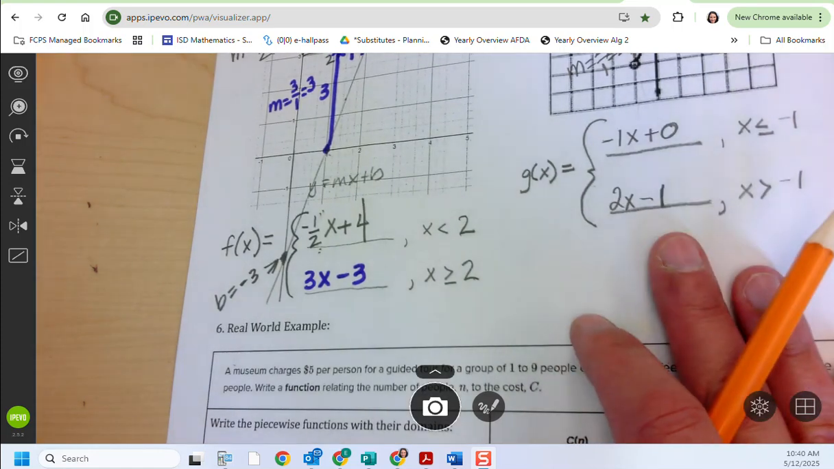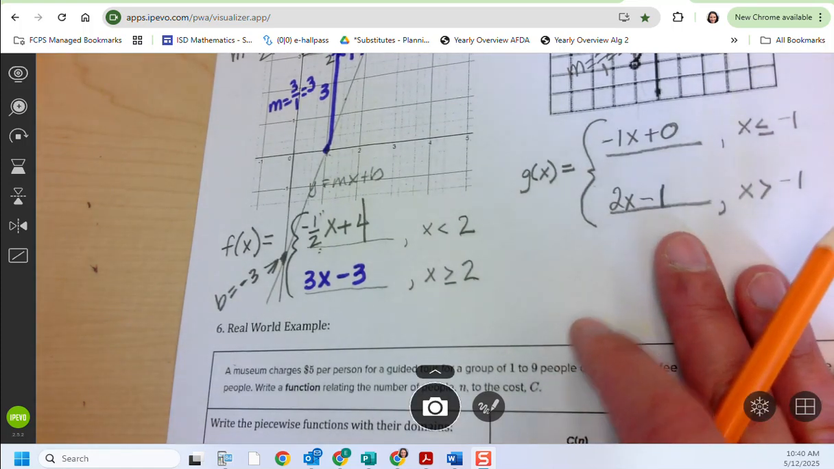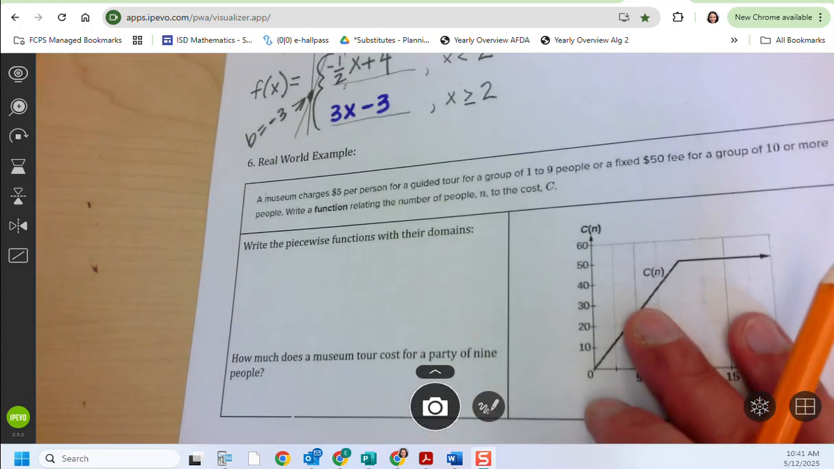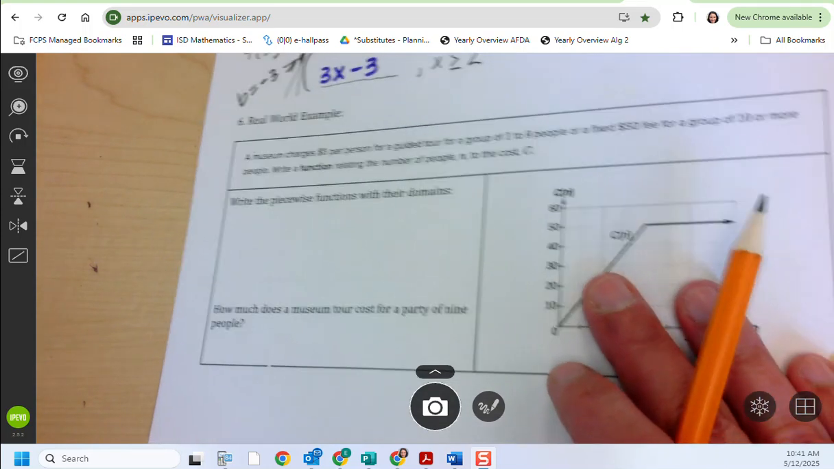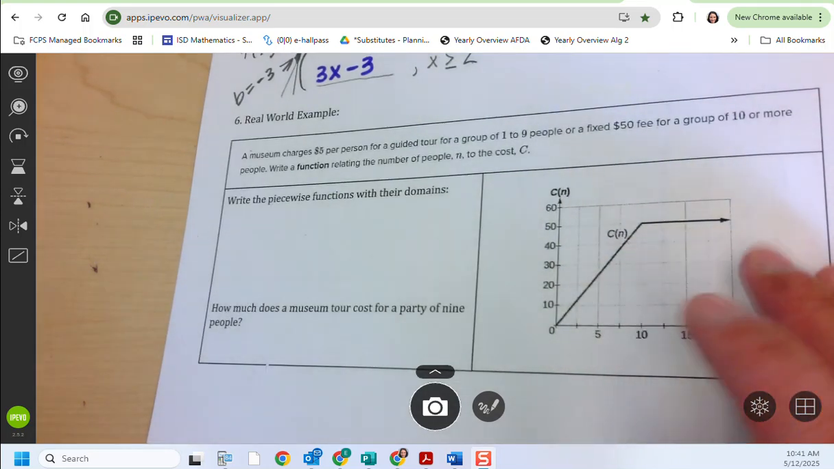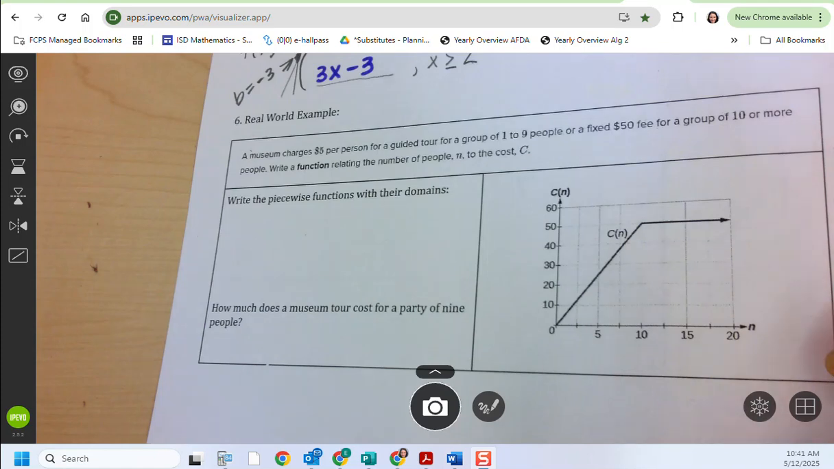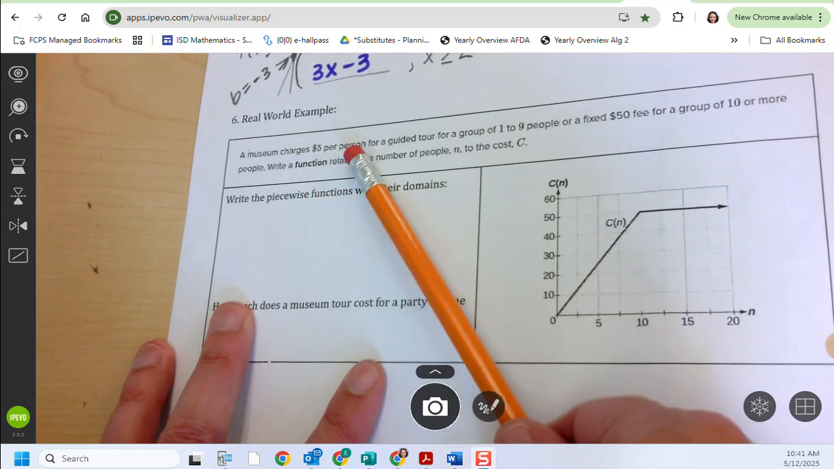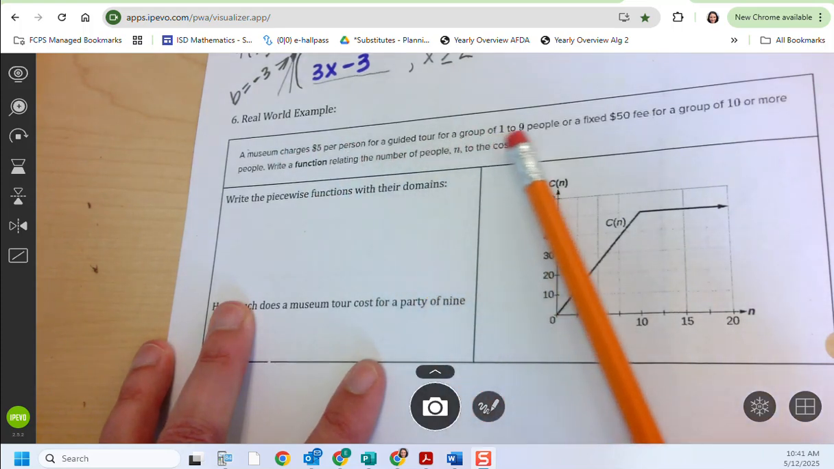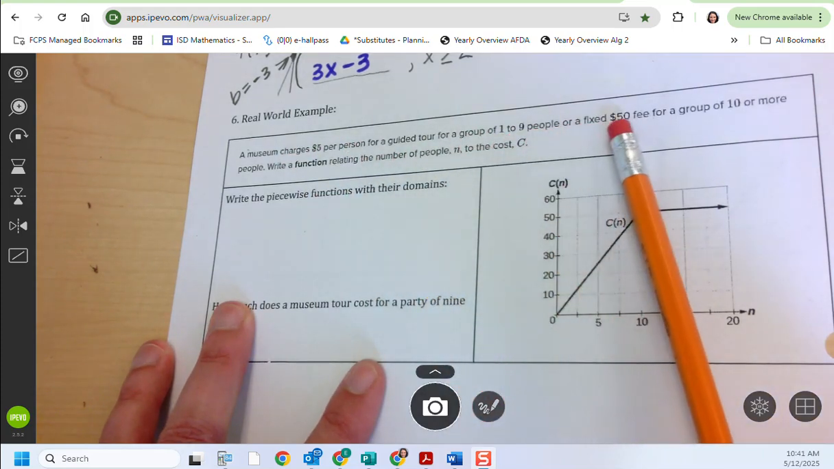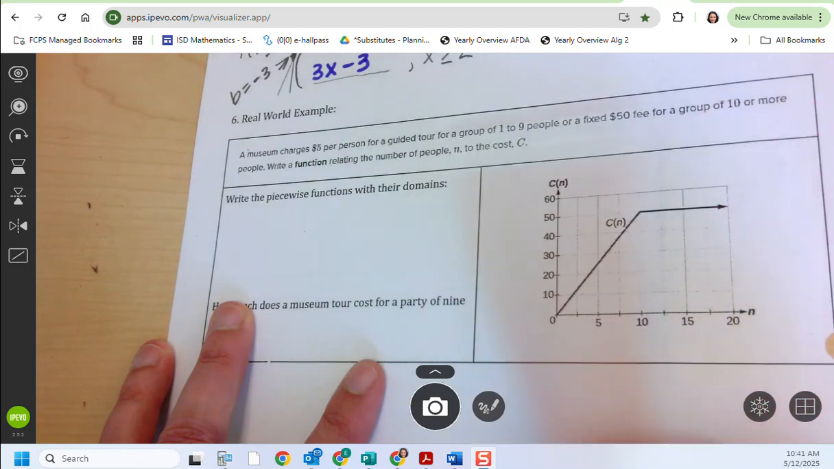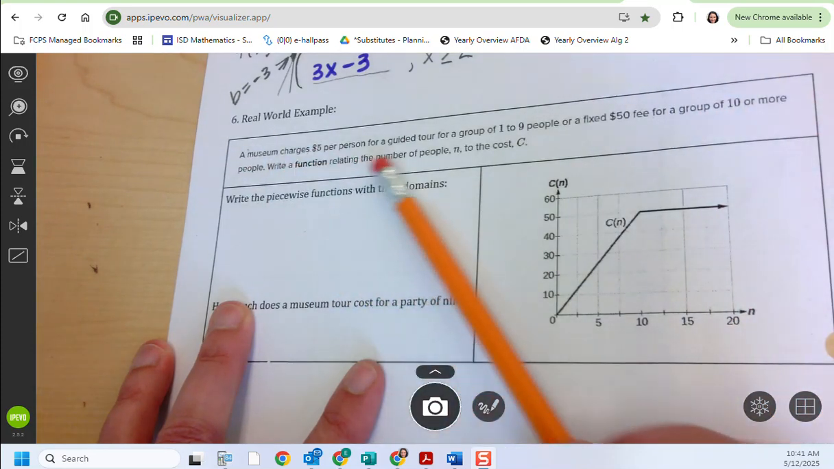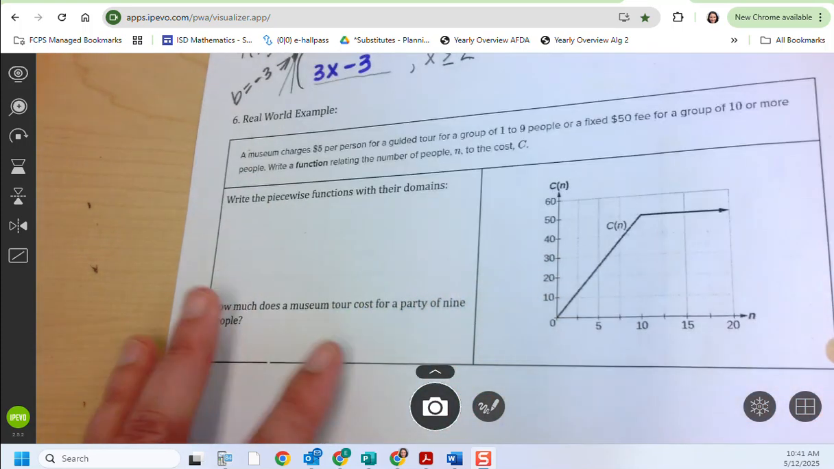Any questions on this before we do the last one? All right, last one. This is not a perfect problem, and that's my fault because I made these notes, but we're going to do it anyway. You guys ready? Okay. A museum charges $5 per person for a guided tour for a group of 1 to 9 people, or a fixed $50 fee for a group of 10 or more people. Write the function relating the number of people n to the cost c.